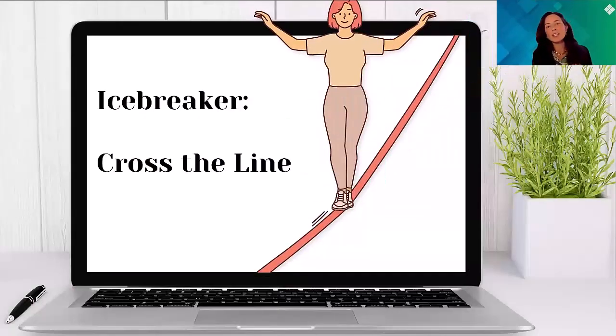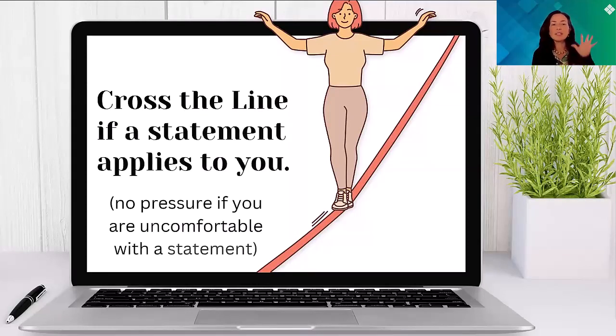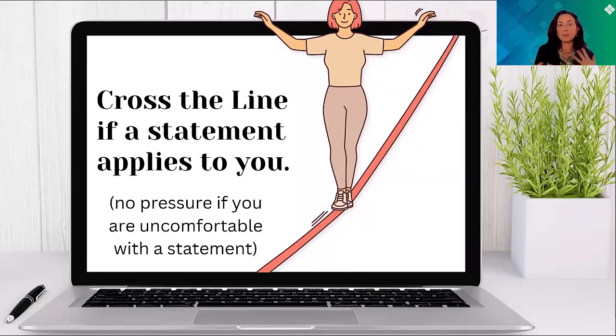I want to start with an icebreaker with you though. It is called Cross the Line. And in this one, I know we're in a virtual environment. We don't really have a line that we can cross. But what we'll do is I'm going to pose a statement to you. And if that statement applies to you, then you'll just type line in the chat. Now, if you're uncomfortable with the statement, you do not have to denote that it applies to you. It's okay.